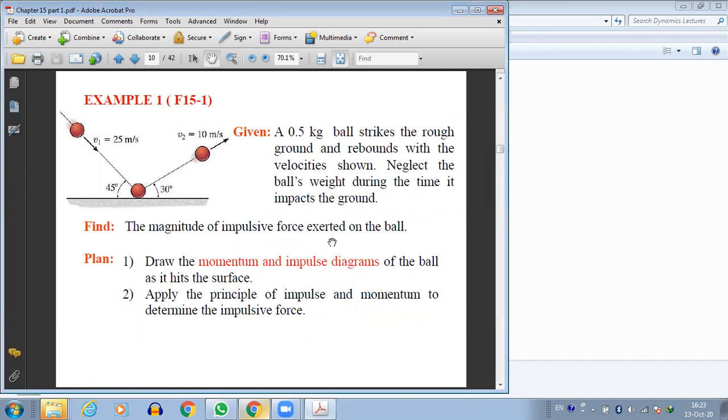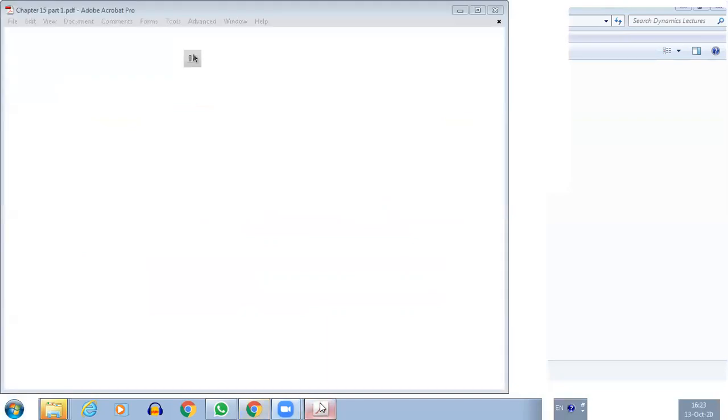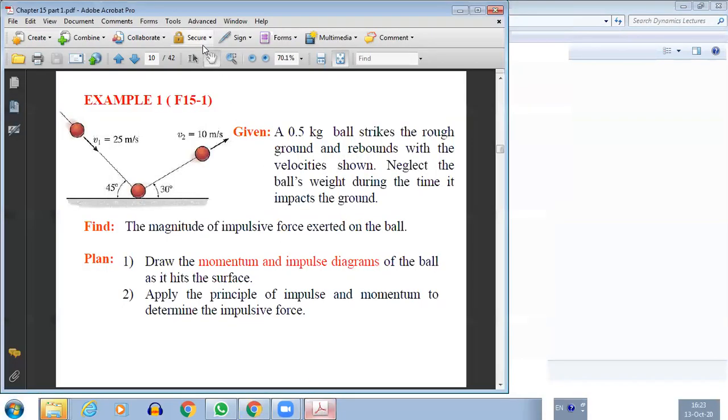We have a 0.5 kg ball that strikes a rough ground and rebounds with the velocities shown. Neglect the ball's weight during the time it impacts the ground. Find the magnitude of the impulsive force exerted on the ball. So the ball had a mass, and this ball was moving with a velocity of 25 meters per second.